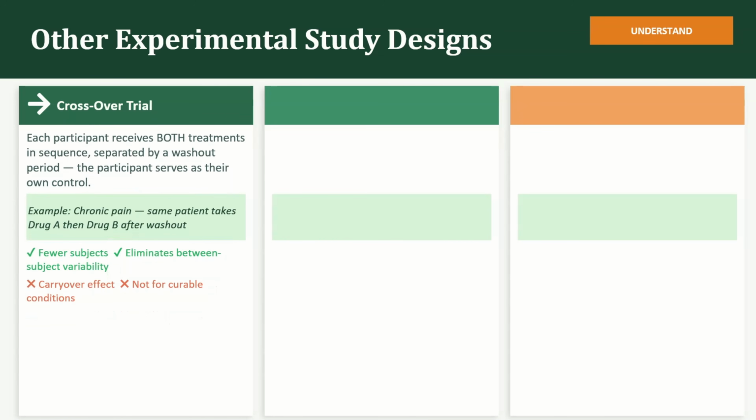Crossover trial. Each patient gets both treatments in sequence with a washout period in between. The patient serves as their own control. Great for chronic stable conditions like pain or asthma, but beware the carryover effect. The first treatment is still influencing the second.